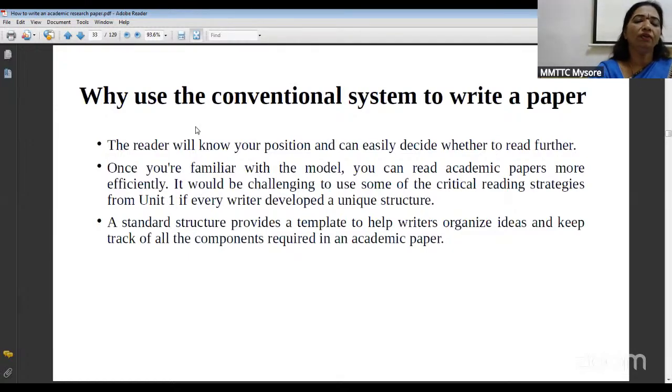So why use the conventional system to write a paper? The reader will know your position and can easily decide whether to read further or not. Once you are familiar with the model, you can read academic papers more efficiently.